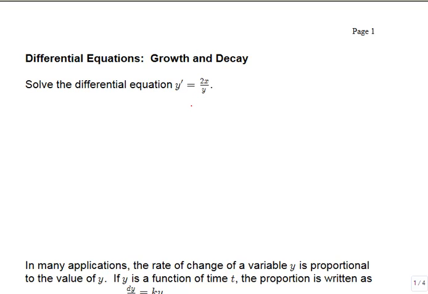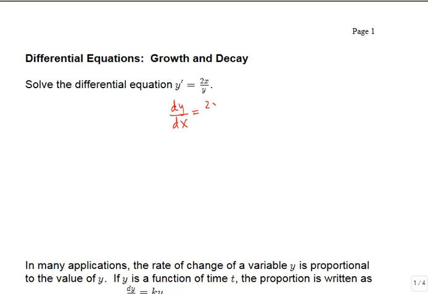A differential equation is an equation involving x's, y's, or derivatives of y. So y primes, y double primes, y triple primes, and so forth. This is actually a fairly simple one to solve because we can rewrite this as dy/dx. I'm going to change the notation y prime to dy/dx.